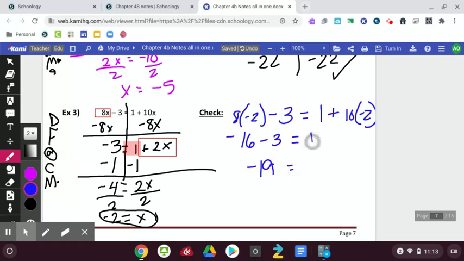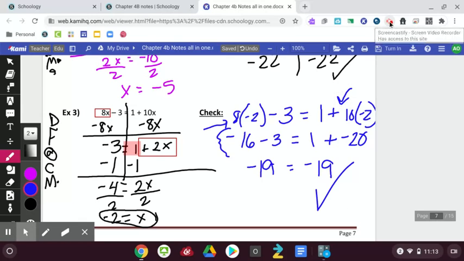And over here, 1 plus negative 20 is also negative 19. So that does check. Again, you can use your calculator to do this step, just typing this in and hitting clear and then typing this in. But I don't have that calculator on here, and I just like to do the math.